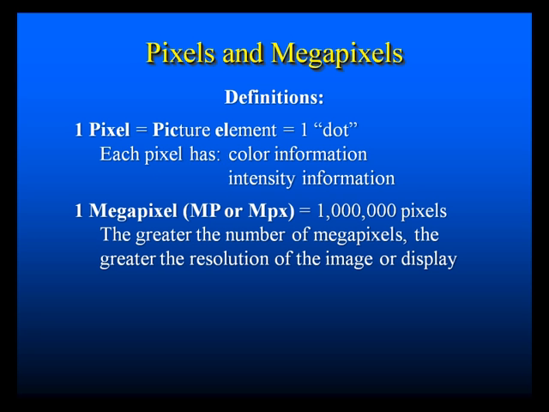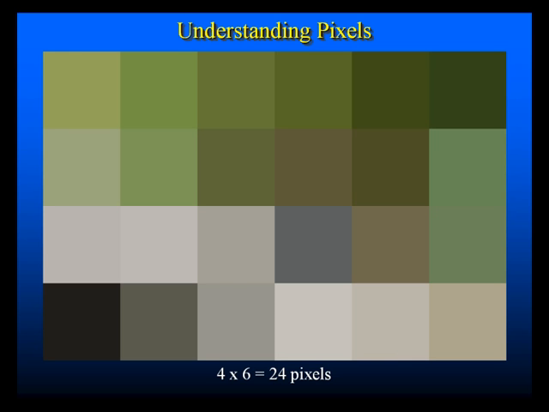The greater the number of megapixels, the greater the resolution of the image or the display. In order to demonstrate that, I want to show you a picture, and this goes back to our original camera basics talk, which you may want to look up. But speaking of pixels, this is a photograph, but if I display it at only 24 pixels, 4 pixels up and down and 6 pixels across, it basically looks just like a grid of various colored tiles. Doesn't look like a photograph at all.